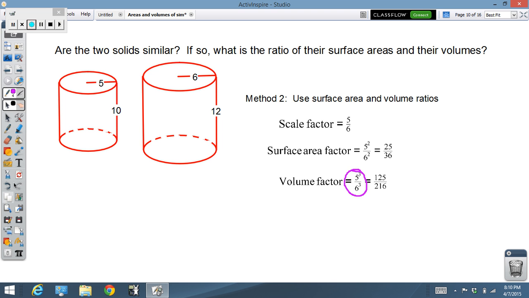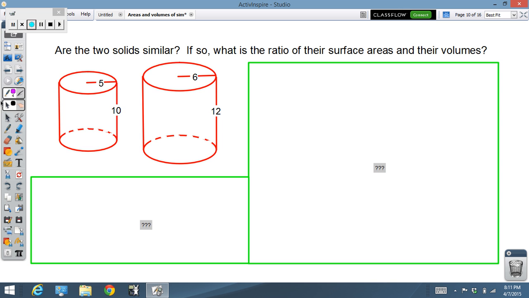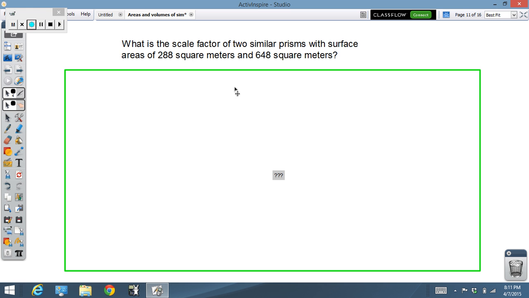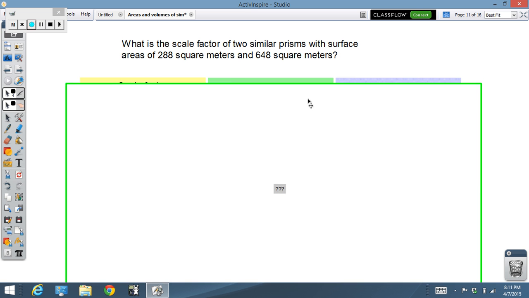Okay? Now, when it comes to solving problems like this, here's an example that I want to walk through with you. Find the scale factor of two similar prisms if the surface areas are 288 and 648. These next few examples I'm going to show you, and I'm going to probably go fairly quick, but what I want to do is show you how I deal with these.